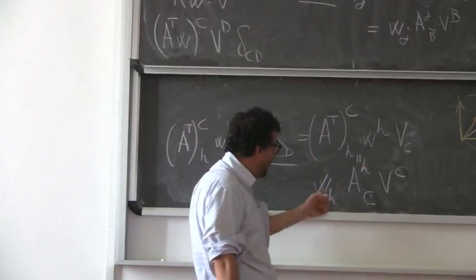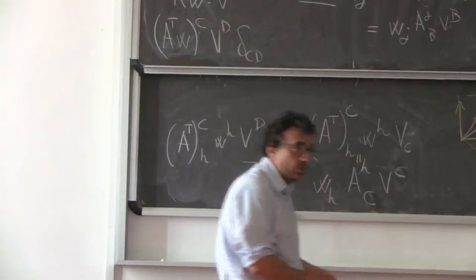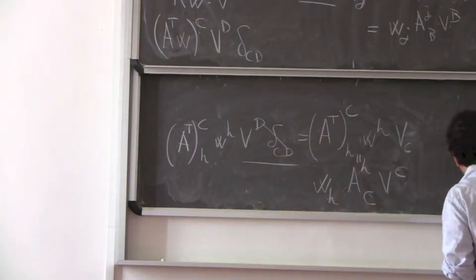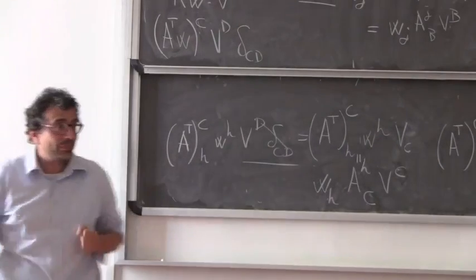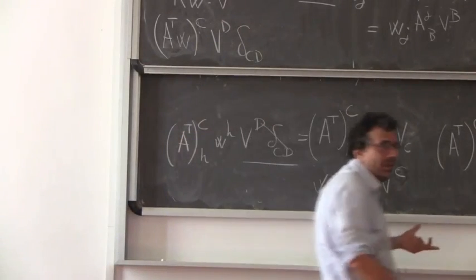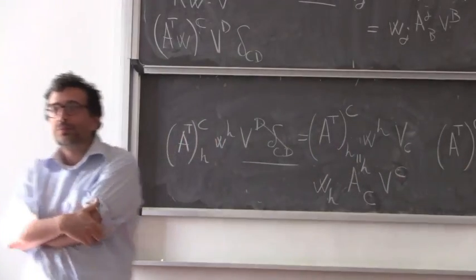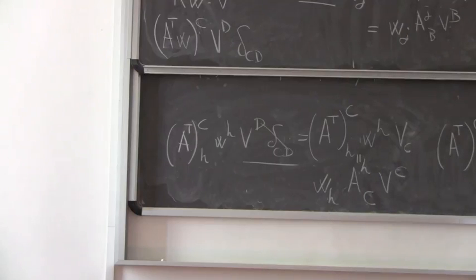This equality is true for every W and for every V. So this equality is true if and only if the matrix which is representing the transposed application A is the transposed matrix which represents A. So this is the reason for which they are teaching you the transposition with the matrices. Okay?